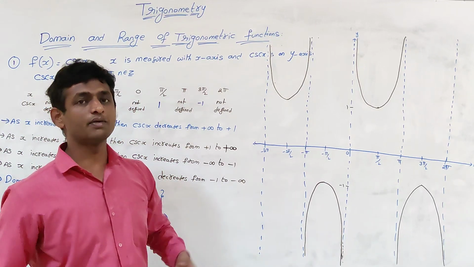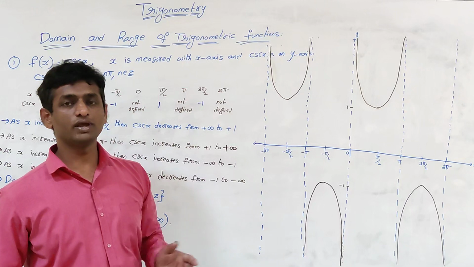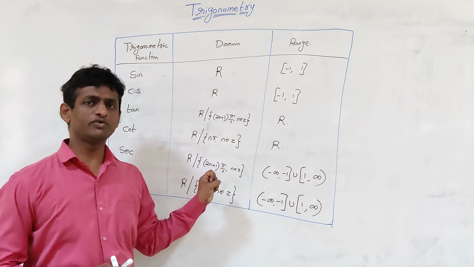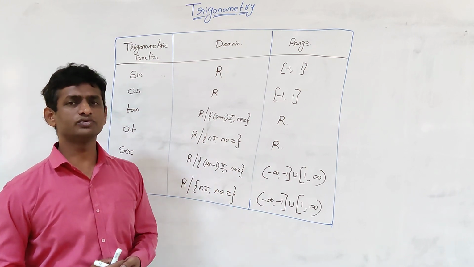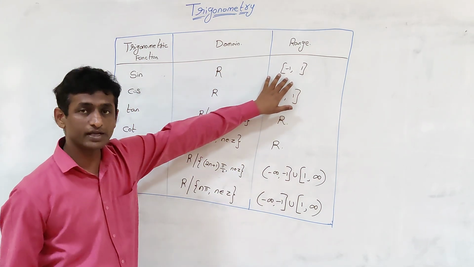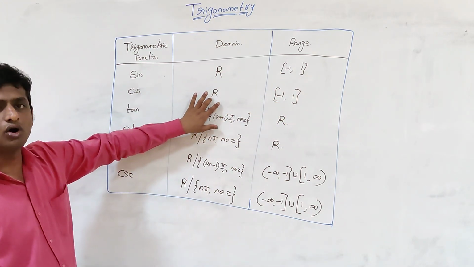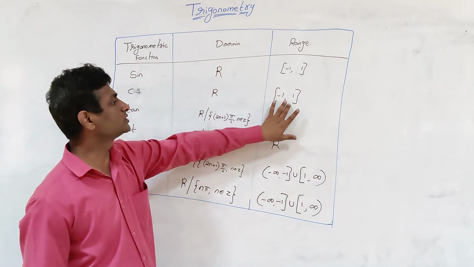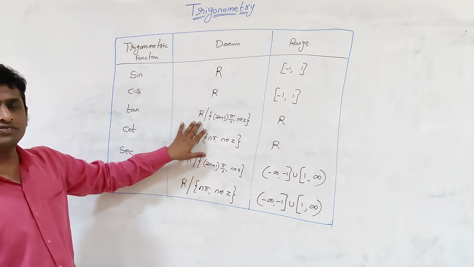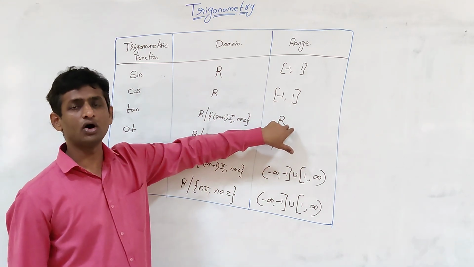Now we will have the tabular column for all the 6 trigonometric functions, what is the domain and range. Now we will see the simplified tabular column for domain and range of 6 trigonometric functions. For sine, the domain is R and range is closed interval minus 1 comma 1. For cos, the domain is all real numbers and range is closed interval minus 1 comma 1. Next, for tan theta, it is defined for all real numbers except odd multiples of pi by 2 and the outputs will be all real numbers.